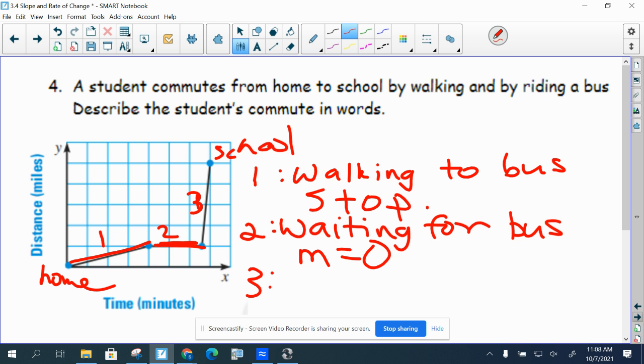And then 3, the slope is steep, very steep, so that's going to be the part where they're riding the bus, where the velocity of the bus is a lot greater than your velocity of walking. Riding the bus. And is steep.